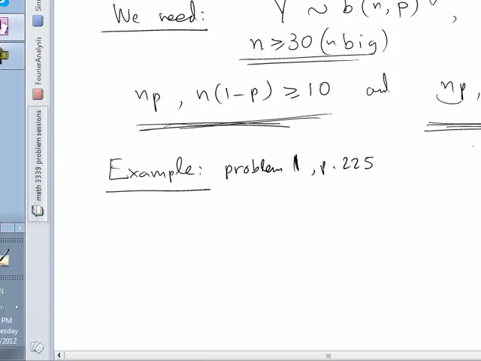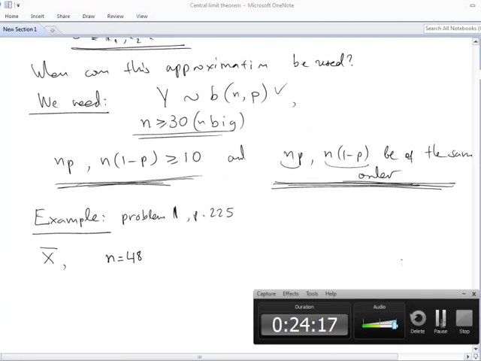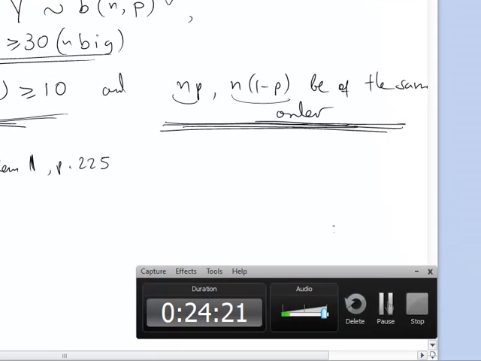So we have x bar here. We have the sample average to be the mean of a random sample of size n, equal to 48, and I hope that you still remember what is a random sample. If you don't remember, I can mention.